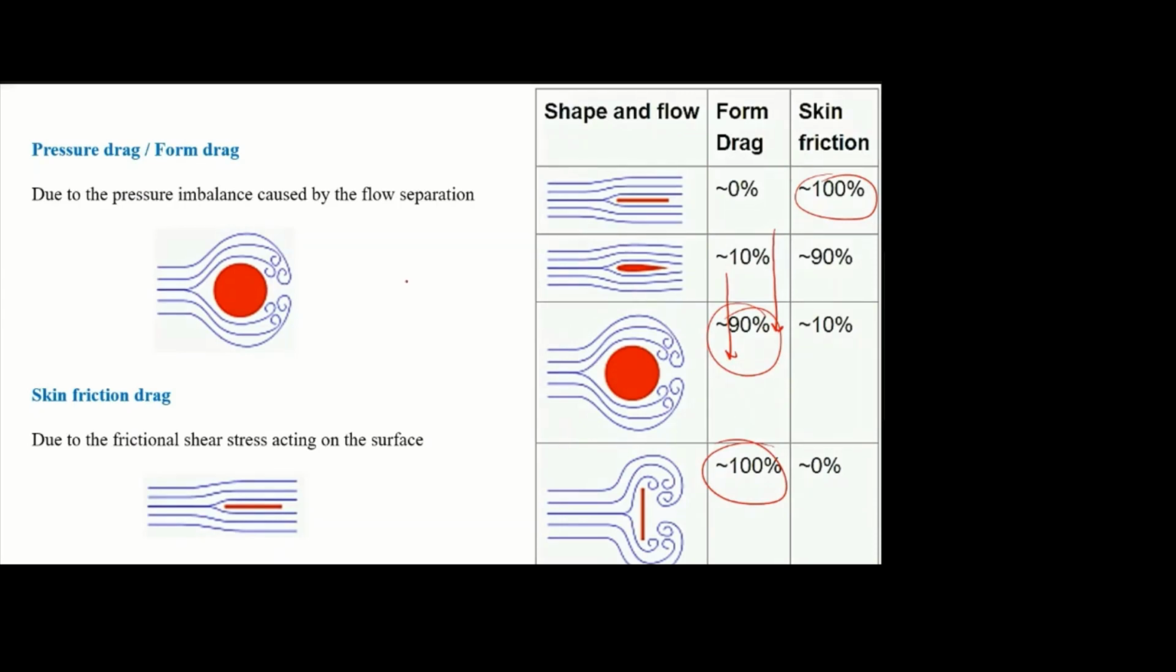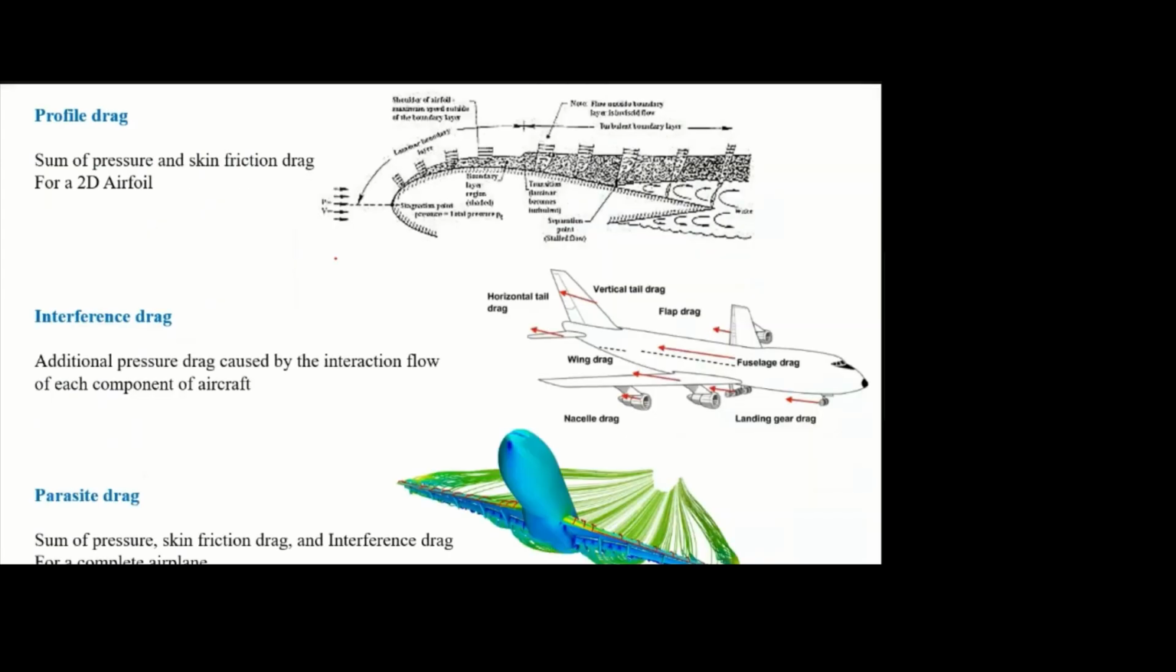So two types we discussed, pressure drag and skin friction drag. Then profile drag. The profile drag means the drag of an airfoil. That is the sum of pressure and skin friction, pressure drag plus skin friction drag. If you add, that will be the profile drag. Profile drag means drag of the airfoil.